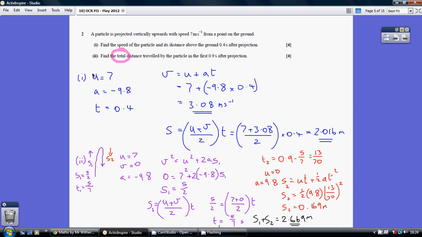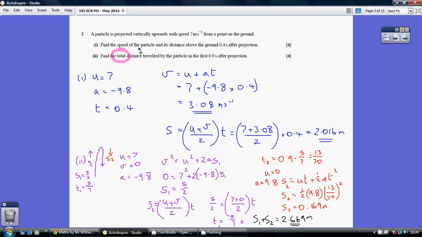We've got an initial speed of 7. We're projecting it upwards, so we're fighting against gravity, so our acceleration is minus 9.8, and we're travelling for 0.4 seconds. So using v equals u plus at, we can work out that our final speed is 3.08 meters per second.